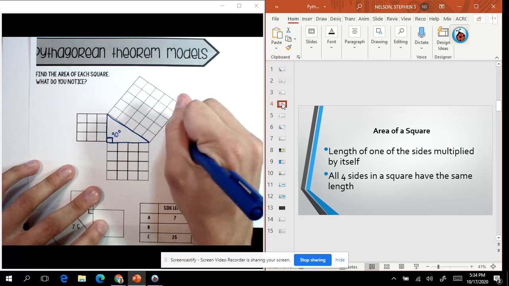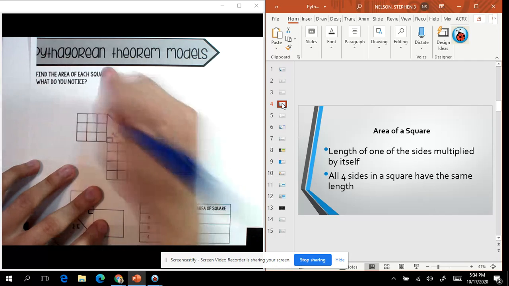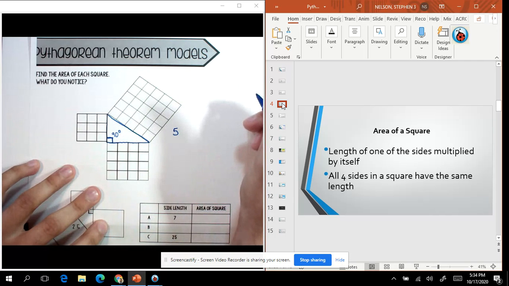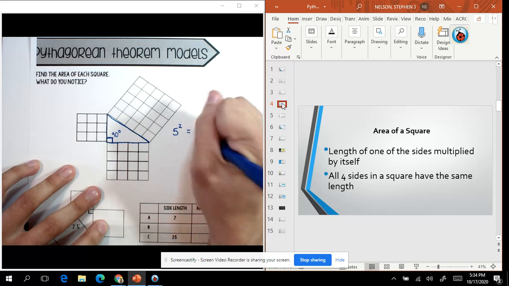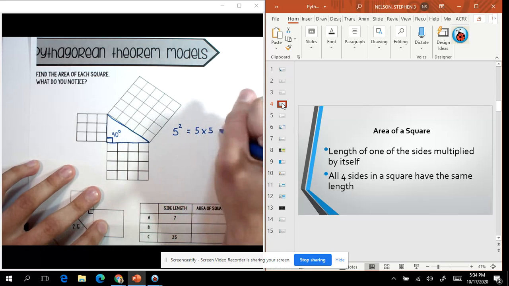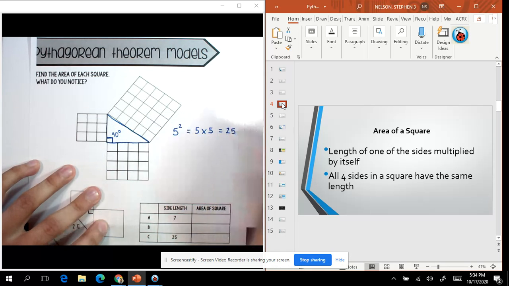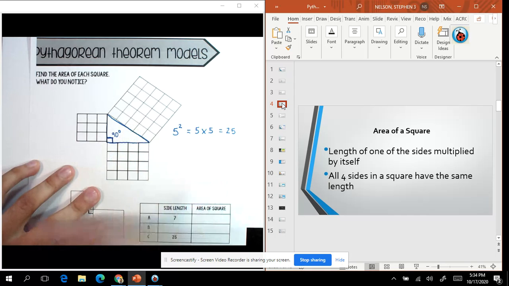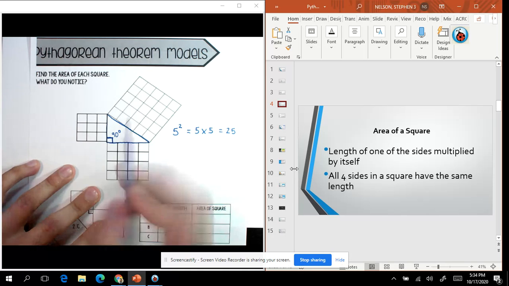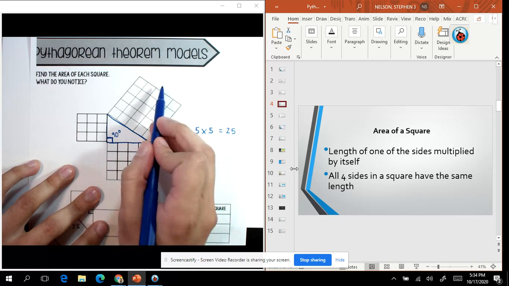So we're going to take 5, the length of this side, and then we're going to square it, which equals 5 times 5, and that equals 25. So we can say the area of this square is 25 square units. And keep in mind, all 4 sides in a square have the same length. So this is 5, this is 5, this is 5, and this is 5.